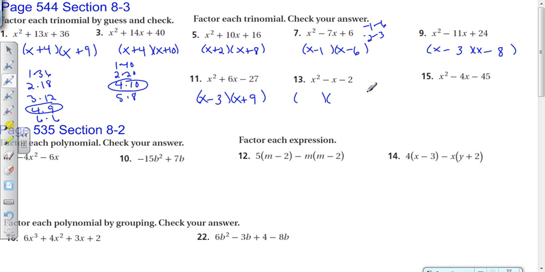Number 13, what can I multiply to get negative 2 that adds up to negative 1? The only thing I multiply to get 2 is 2 and 1, but for them to add up to be a negative 1, the 2 is the one that has to be negative and the 1 has to be positive.